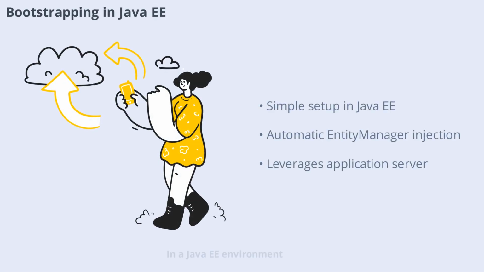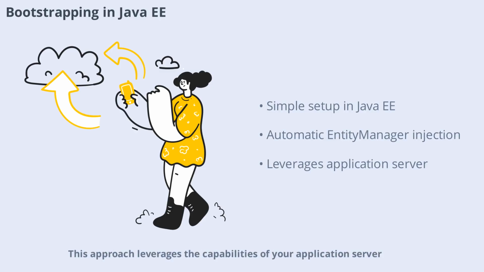In a Java EE environment, bootstrapping Hibernate is even simpler if your application server already includes Hibernate as its JPA provider. Just add a persistence XML file to your deployment unit, specifying your database and Hibernate settings. The container will automatically create an entity manager factory for each persistence unit, and you can inject entity manager instances as needed.